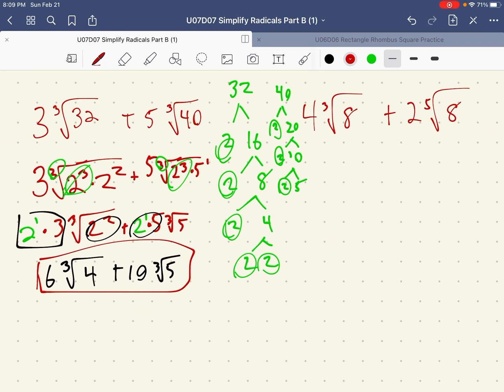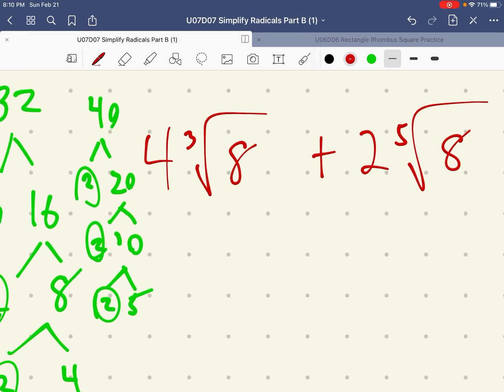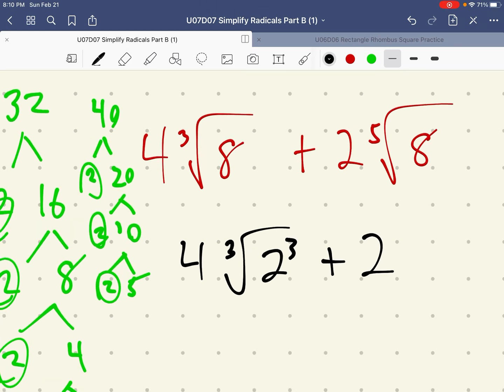Now if we look at this second example, we'll notice that we have the same radicand, but unlike the previous example, we actually have different indexes. So similarly, these are unlike terms, but perhaps they'll simplify so that they are. So let's just briefly try to simplify these. 8 is actually going to, in factored form, become 2 to the third. We do the same thing for the other one.